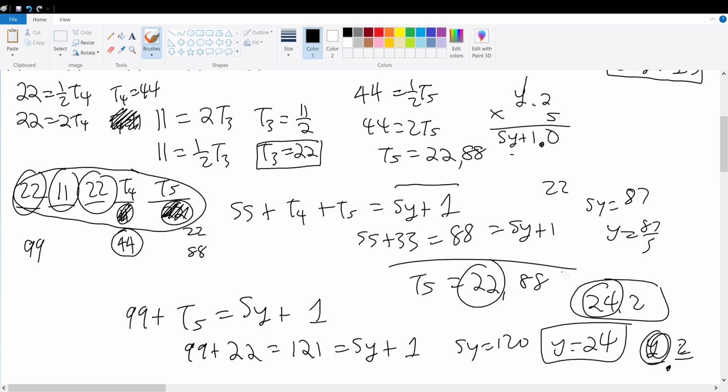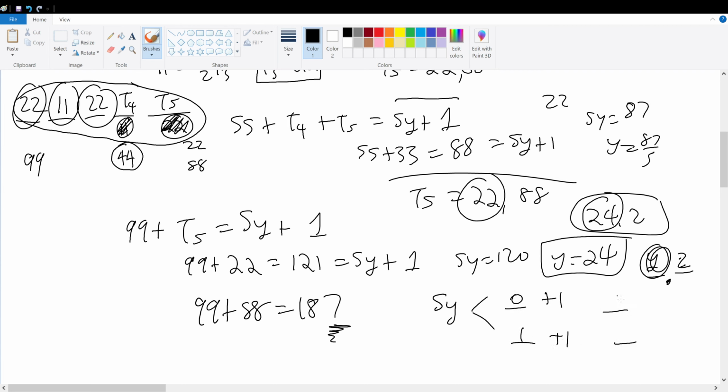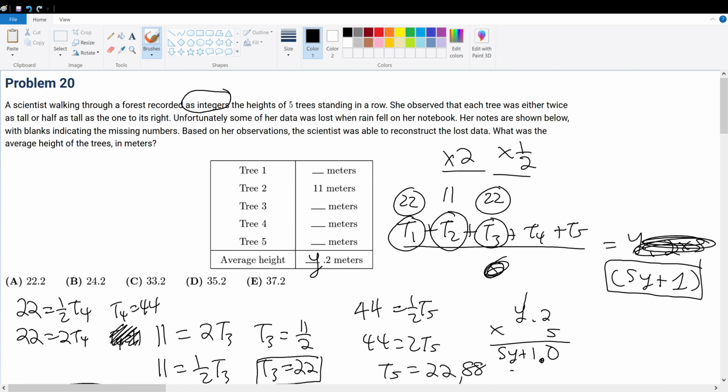But let's try the other case, where t5 is equal to 88. 99 plus 88 gives you 187. Obviously, 187 won't work, because 5 times any number must always end in either 0 or 5. If we add 1 to it, then the number must end in 1 or 6. This ends in 7. So obviously, when t5 is equal to 88, that would not work. t5 must be 22 inches tall. Therefore, we must have y to be 24. Therefore, your answer choice must be answer choice B with 24.2. Remember, this is y.